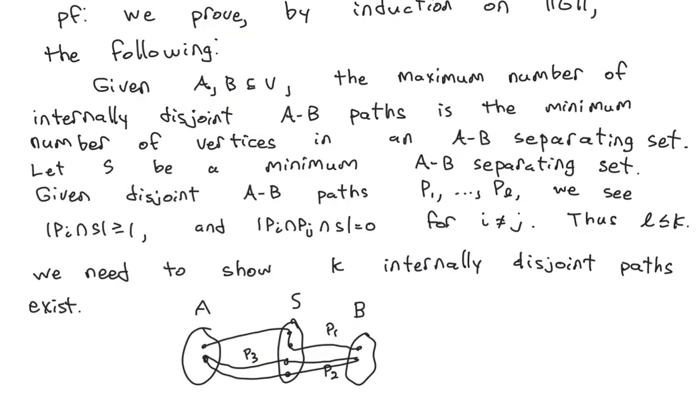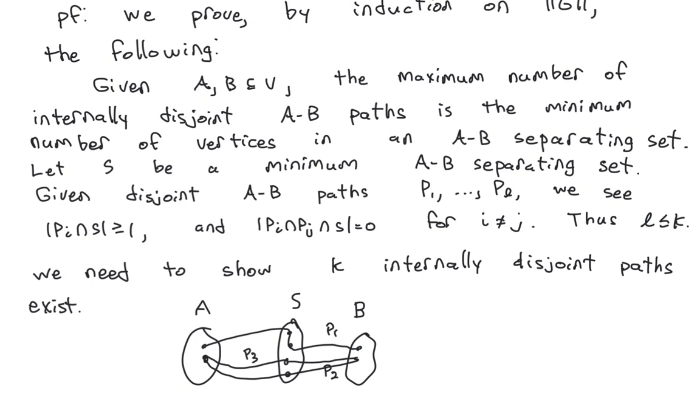So now we are on to proving Menger's theorem. We're actually going to prove a strengthening of Menger's theorem. Instead of vertices x and y, we're going to work with entire vertex sets A and B. So given two sets A and B, we're going to prove that the maximum number of internally disjoint AB paths is the minimum number of vertices in an AB separating set.